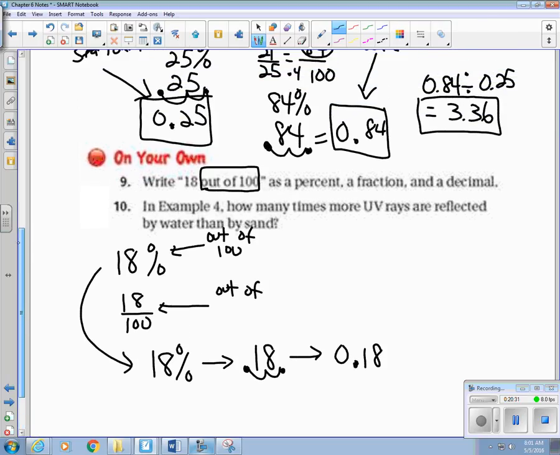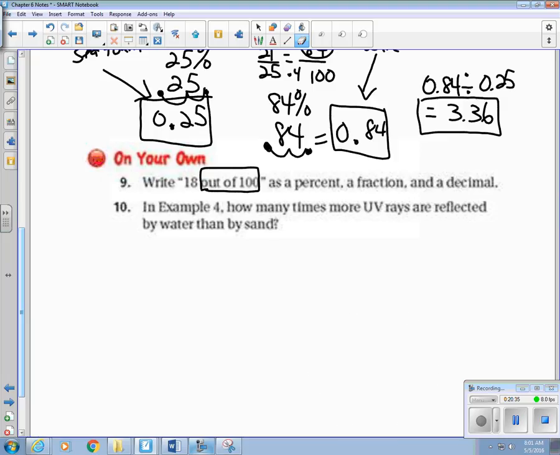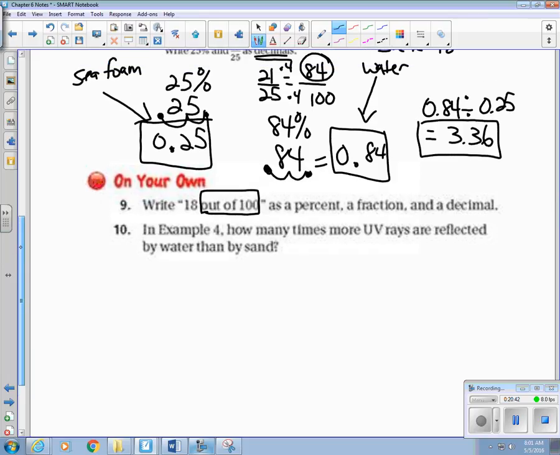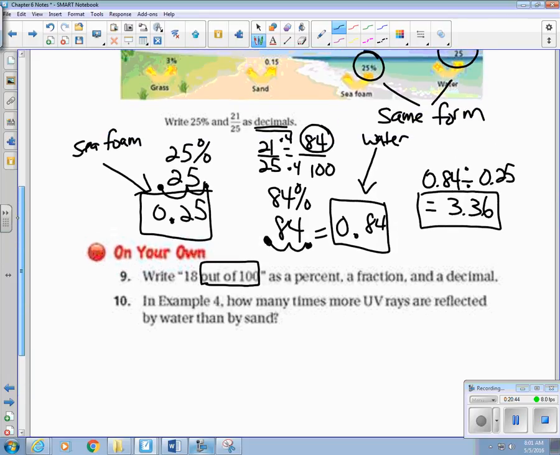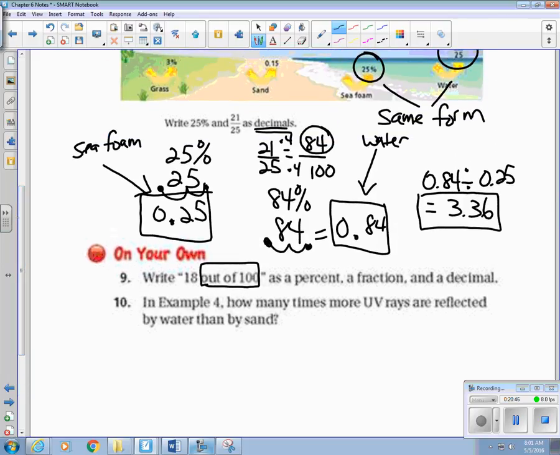And then lastly, in example 4, I'm going to go ahead and erase this now so that we have some room to work. In example 4, how many times more UV rays are reflected by water than by sand? So we got to go back up to this problem up here. Again, we already figured out for water. Remember, we did that right here.